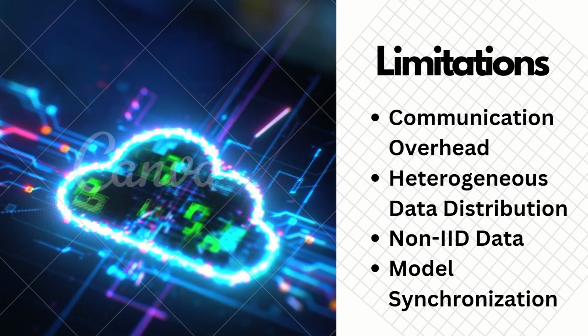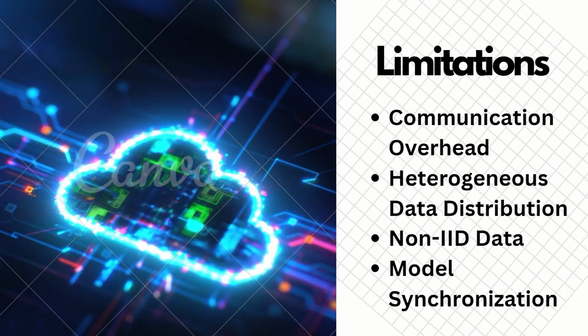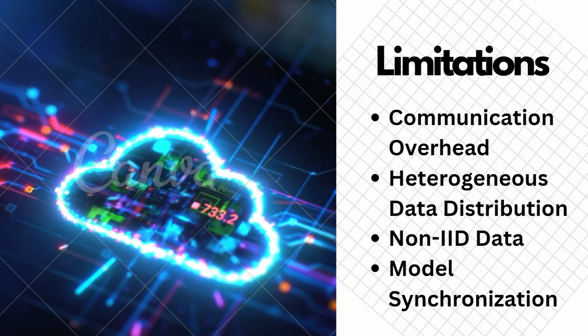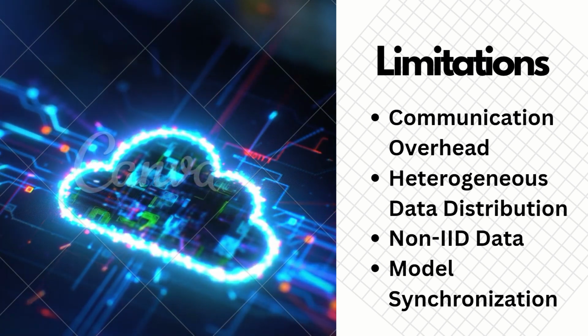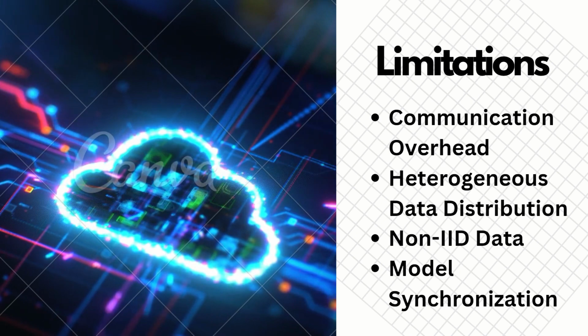Heterogeneous data distribution. Federated learning assumes the client devices have similar data distributions. If the data on client devices is highly dissimilar or imbalanced, it can lead to convergence issues, making it challenging to create a globally accurate model.